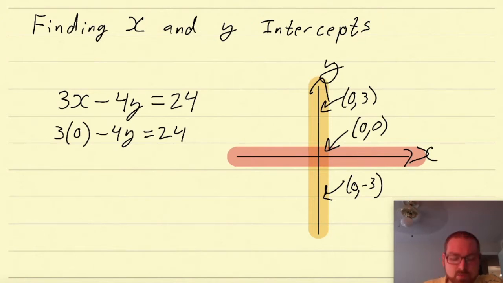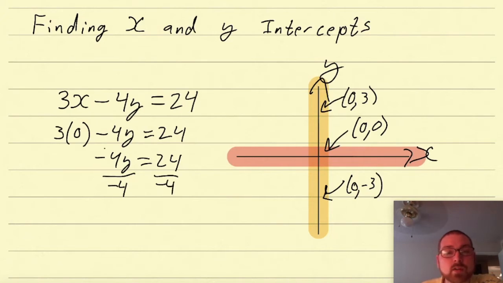We can then solve for y. So that's negative 4y equals 24, because 3 times 0 is 0, and 0 minus 4y is negative 4y. Divide both sides by negative 4. These cancel. We get y equals 24 divided by 4.